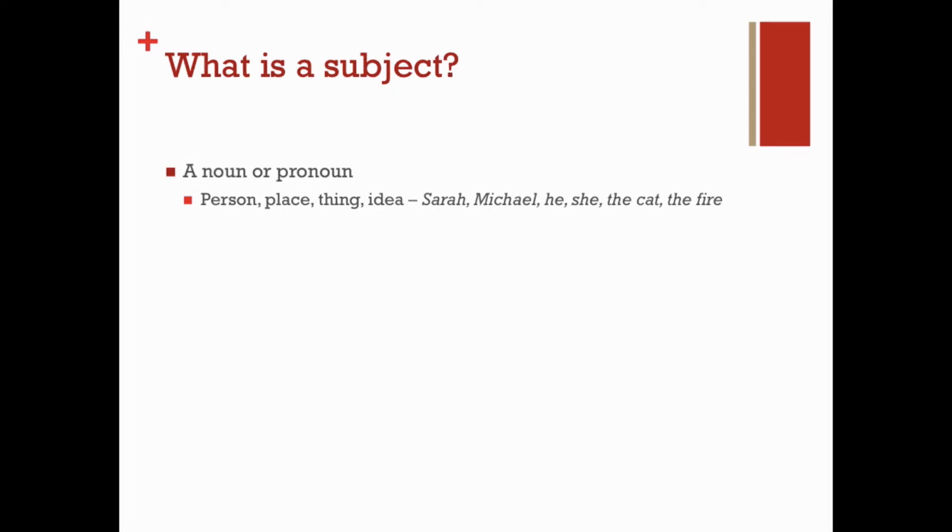When it comes to defining subjects, a subject is a noun or a pronoun, so this is a person, place, thing, or idea, and I give you some different examples of things that can serve as subjects here with Sarah, Michael, he, she, the cat, the fire, so on and so forth. Anything that's a person, place, thing, or idea, or a pronoun can serve as a subject in a sentence. The subject is the performer of the sentence, and I would say this is probably what sets it apart from any other nouns or pronouns that are in a sentence. As far as who or what is doing something in the sentence, that is going to determine what your subject is. It could also be who or what is being described in a sentence too.